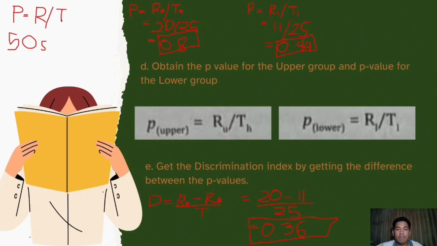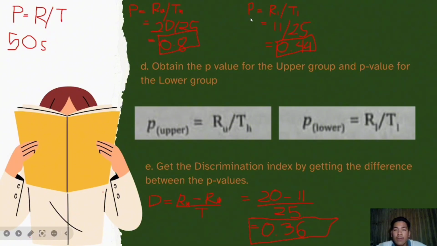The fourth step is to obtain the p-value for the upper group and the p-value for the lower group. Here we have the formulas for each group. For example, if 50 students take a test and we split their papers into halves, we have 25 students in each group. P equals Ru over Tu, where Ru is the number of students answering the item right, and Tu is the number of students answering the item. So 20 students answering item 1 correctly divided by 25 students is equal to 0.8. That's the p-value of the upper group.